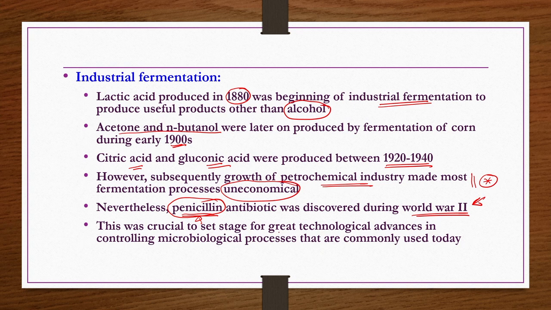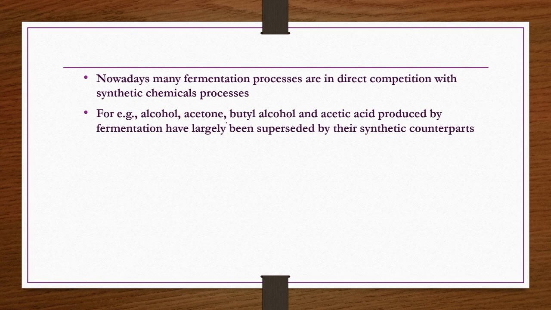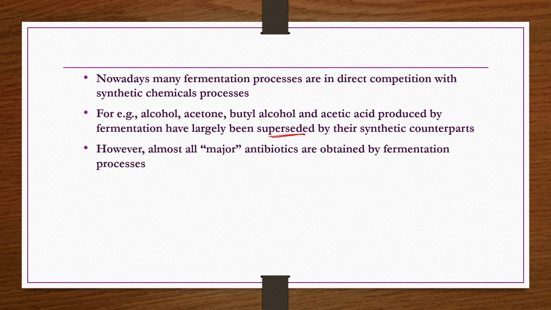This was crucial to set the stage for greater technological advances in controlling microbiological processes that are commonly used today. Nowadays, many fermentation processes are in direct competition with synthetic chemical processes because of the boom that the fermentation industry has seen after the discovery of penicillin. For example, alcohol, acetone, butyl alcohol and acetic acid produced by fermentation have largely been superseded by their synthetic counterparts, but not the other complex chemicals like medicines, citric acid, lactic acid, etc. They are produced economically by the fermentation process only, not by synthetic processes. Almost all major antibiotics are obtained by fermentation.